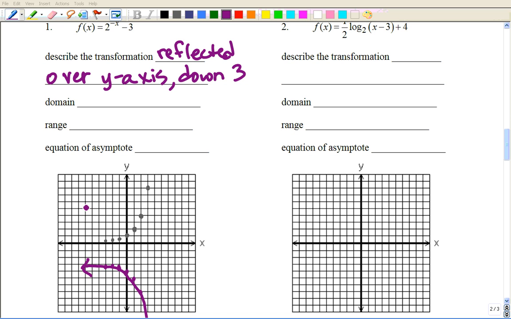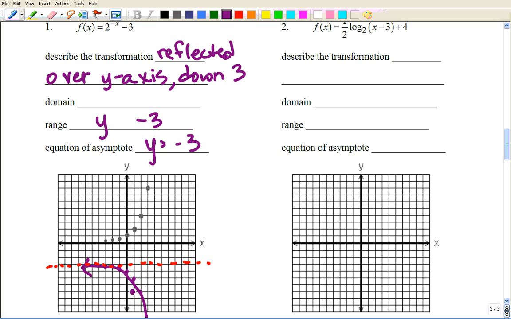All right, so let's check out the domain, range, and the asymptote. Since this is an exponential function, we'll have a horizontal asymptote. It's approaching the line y equals -3. Notice our parent function had the asymptote y equals 0, but on this one we went down 3, so now the asymptote is at y equals -3, which means the y values are going to have something to do with the -3.